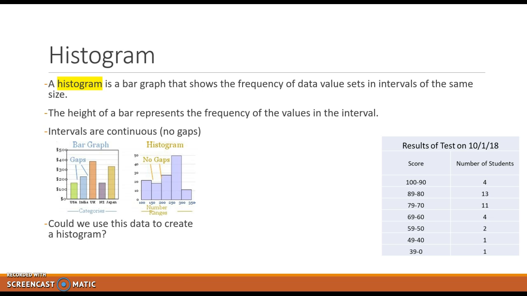So let's take a look at the intervals on the chart on the right. So the interval between 100 and 90 is 11, right? Because there are 11 scores that can fit in there. The interval between 80 and 89 is 10 scores. So there are 10 possible scores that can fit in there. And the interval between 0 and 39 is 40 because there are 40 possible scores that can fit in there. So all these intervals are different. Therefore, we cannot use this data as it is to create a histogram.